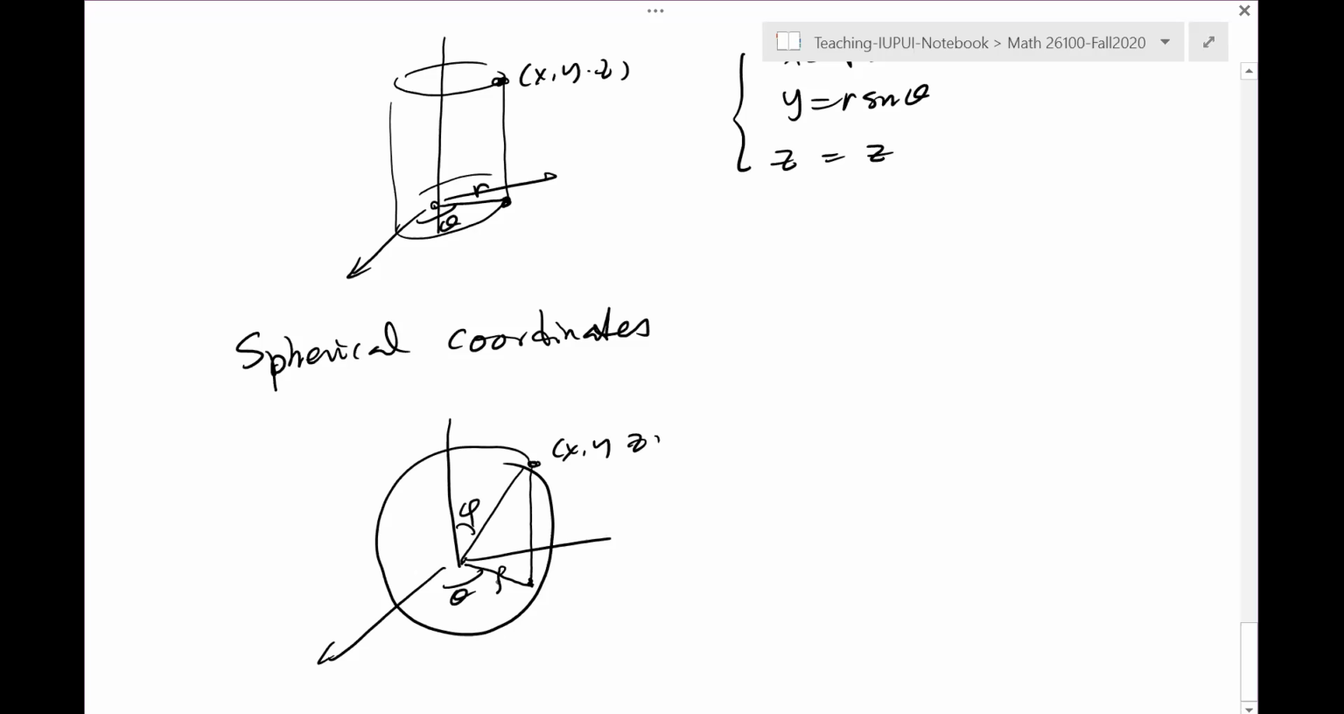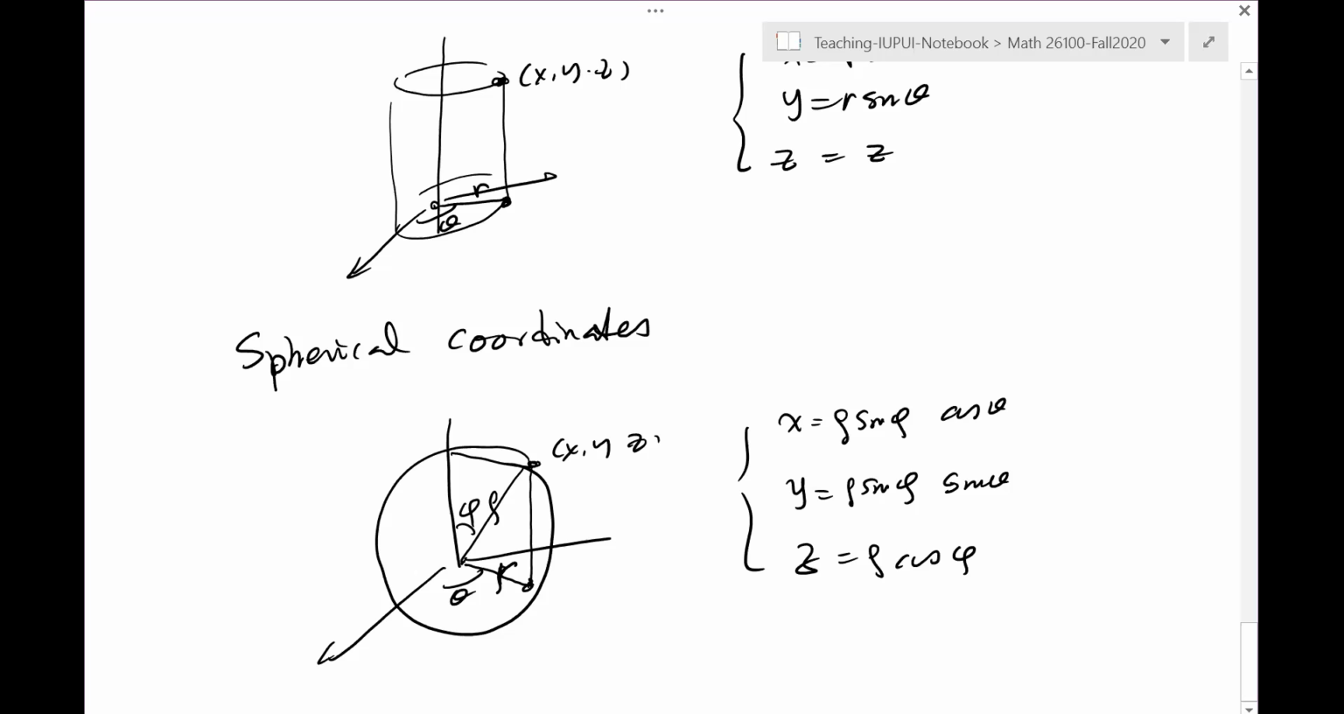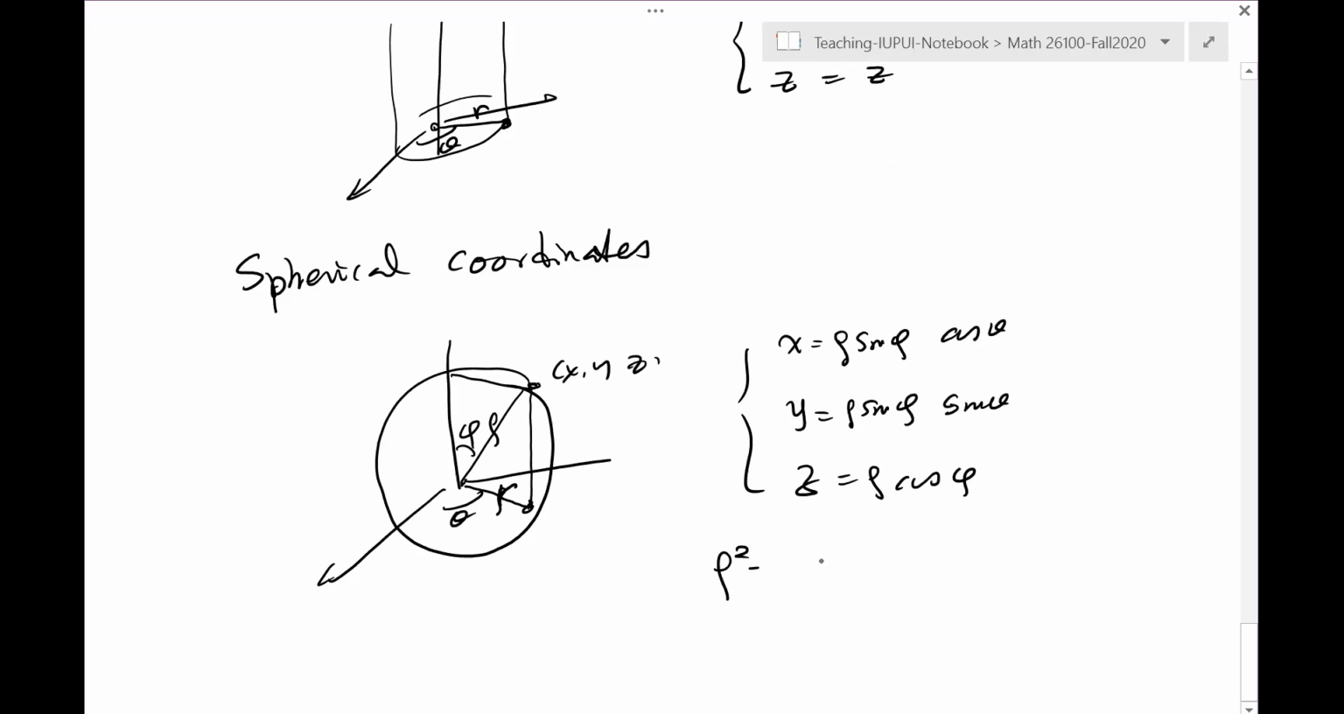Okay, then x is going to be, no, this will be r, right? R is coming from the rho. That's sine phi. So it's going to be rho sine phi. That is actually r cosine theta. Y is rho, still sine phi, and sine theta. And z is going to be rho cosine phi. Okay, so those are the coordinates. And rho squared is equal to x squared plus y squared plus z squared, okay? Right, so that's the picture.